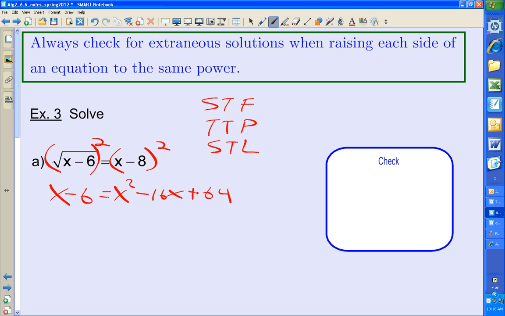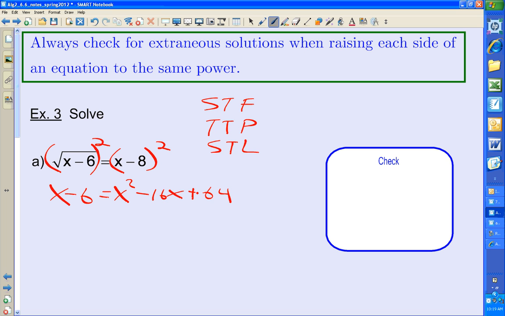Now we're back to chapter 4. What do we do? Add 6. I'm just trying to cut time here. I've got to get rid of both of these and make it 0. Add 6 and plus 16x to both sides.